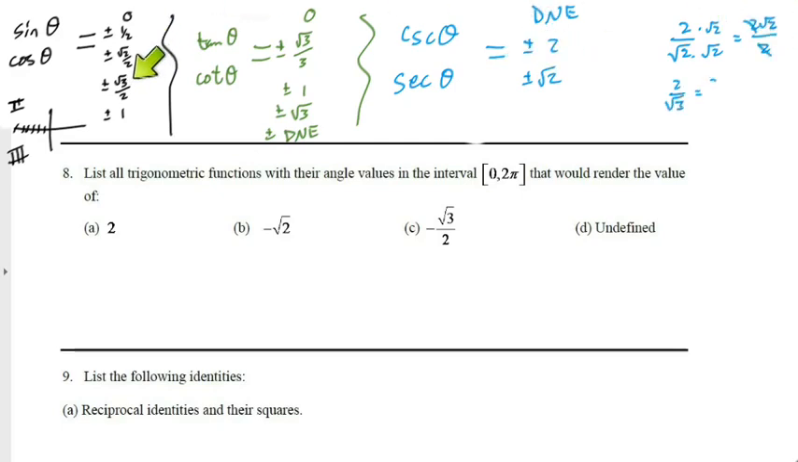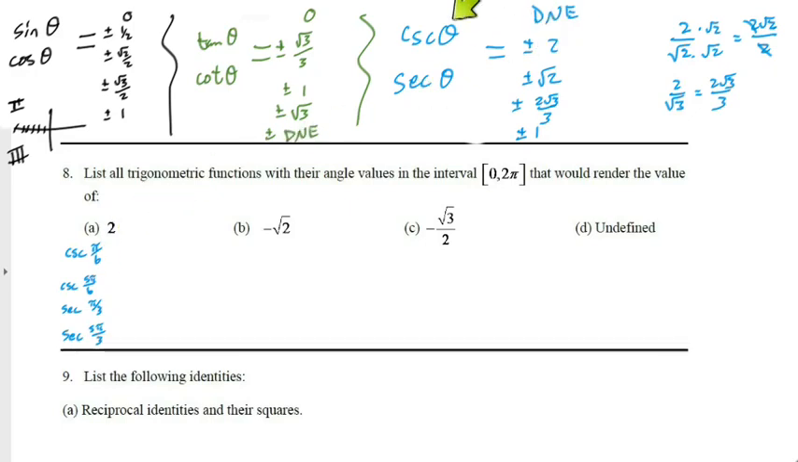Now let's do rad 3 over 2. Same thing. You have to multiply top and bottom by rad 3, and you get 2 rad 3 over 3, and the last one you get 1, because the reciprocal of 1 is 1. So cosecant of pi over 6, cosecant of 5 pi over 6, secant of pi over 3, and then secant of 5 pi over 3. Those are going to be your answers for the first one.